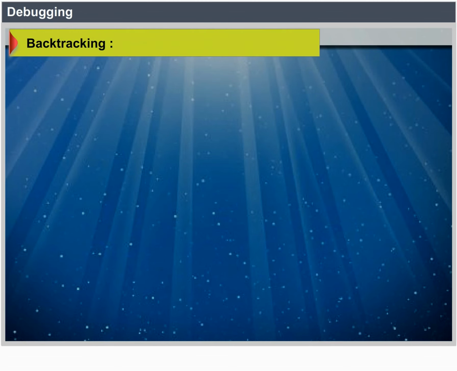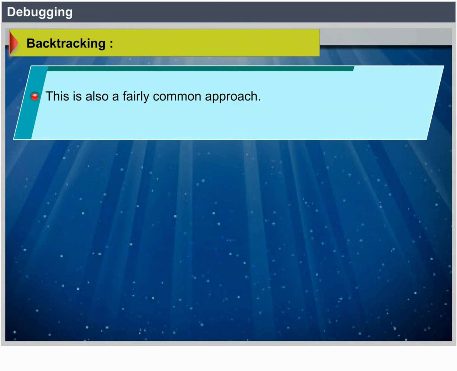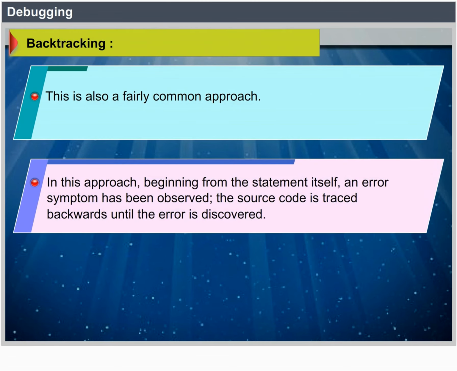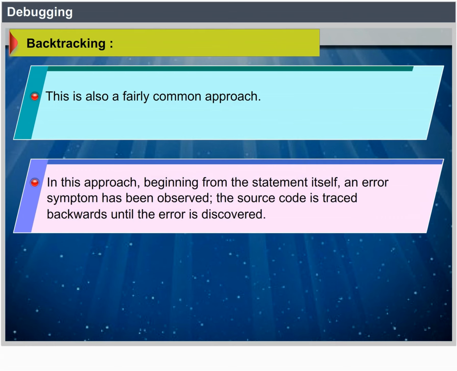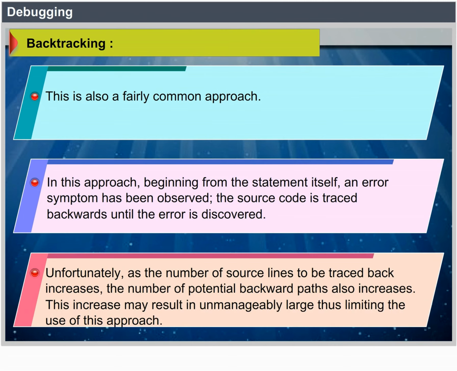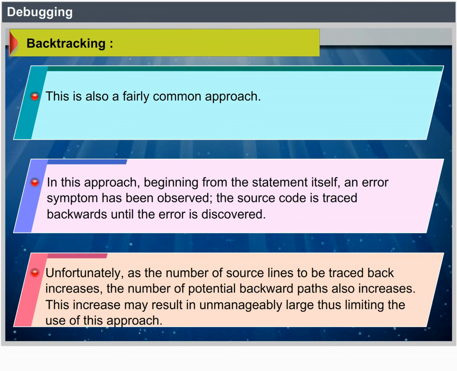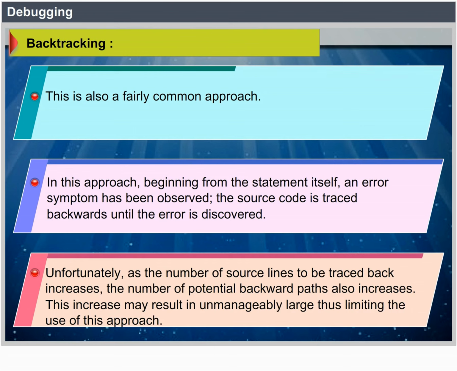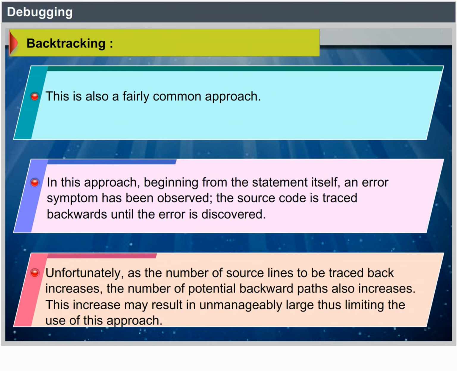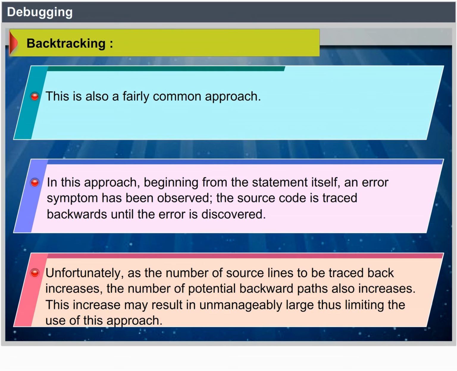Backtracking. This is also a fairly common approach. In this approach, beginning from the statement at which an error symptom has been observed, the source code is traced backwards until the error is discovered. Unfortunately, as the number of source lines to be traced back increases, the number of potential backward paths increases and may become unmanageably large, thus limiting the use of this approach.